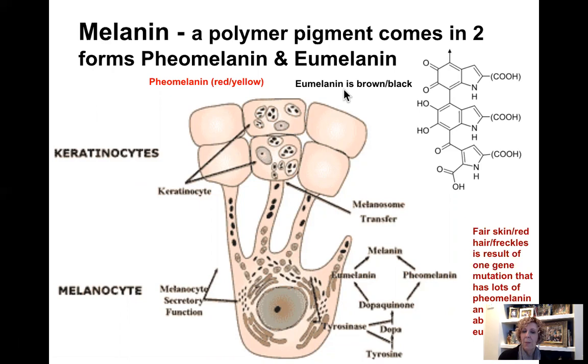And so we know that a red-haired, freckled, fair-skinned person is going to have a mutation that has lots of pheomelanin and very little of the eumelanin.